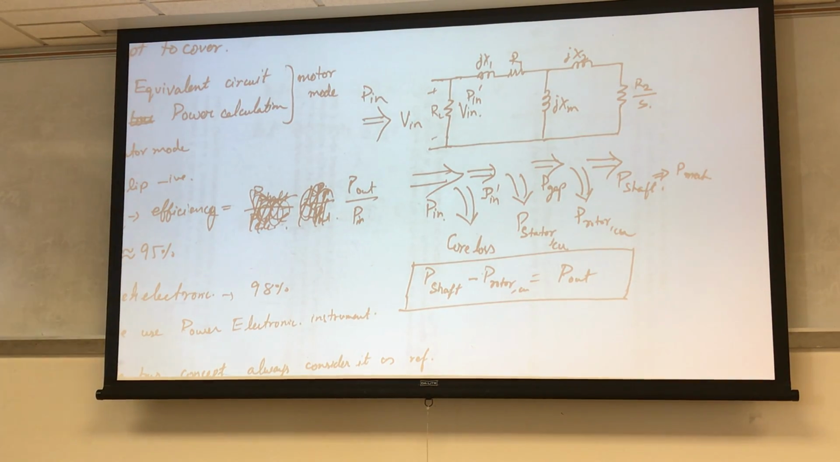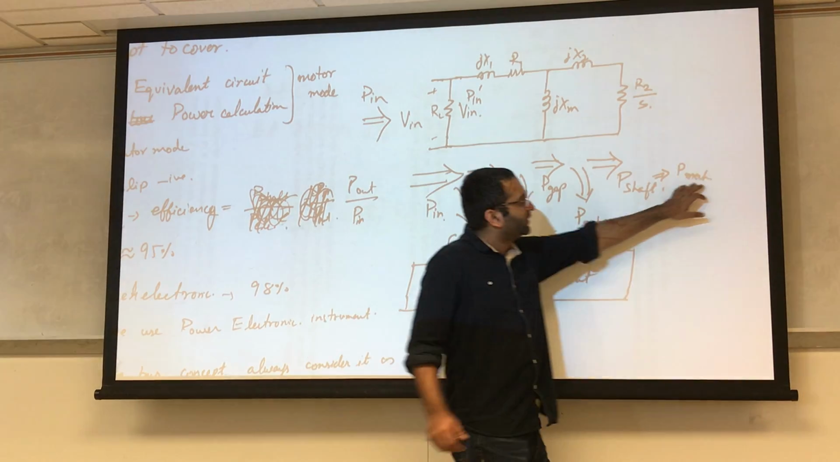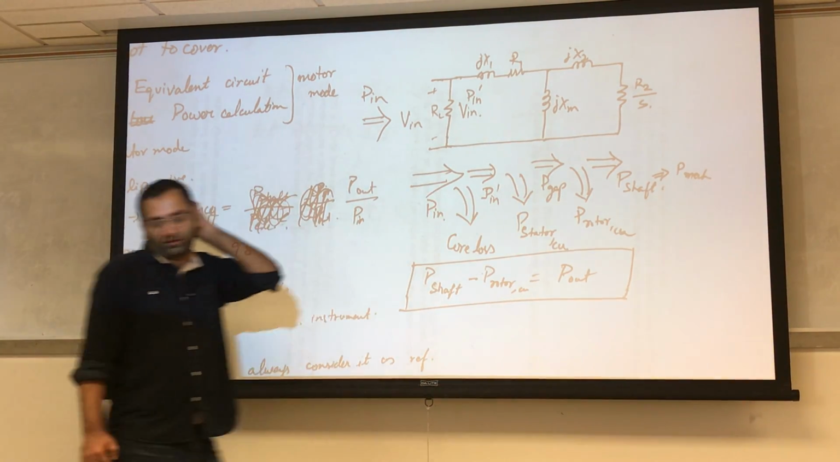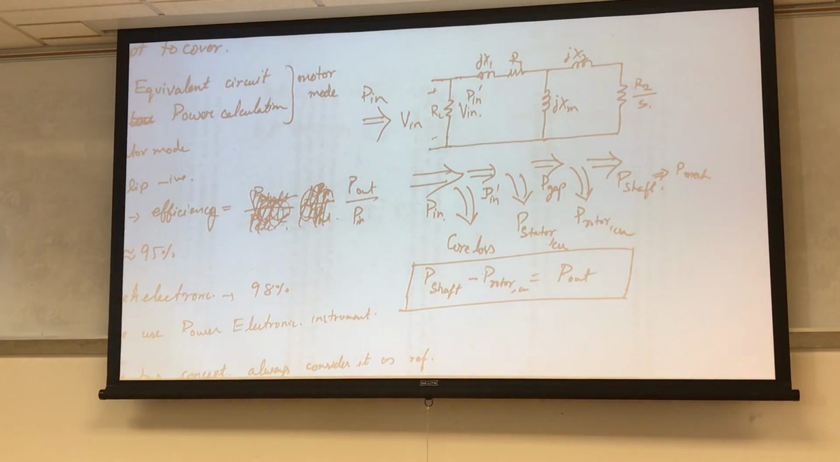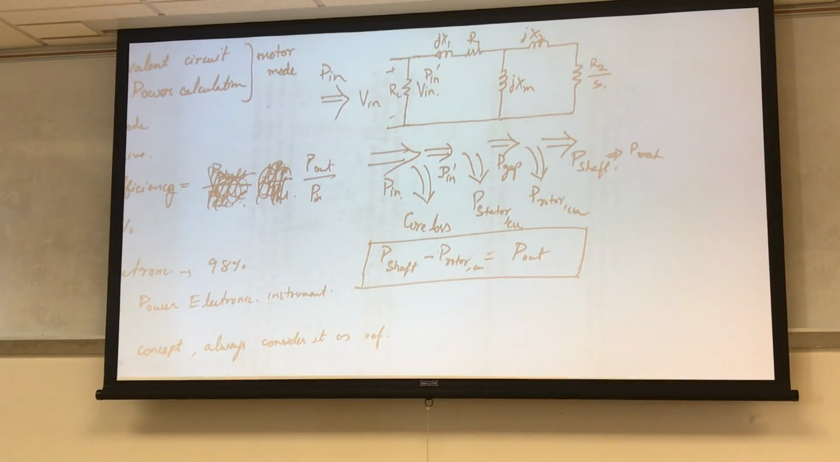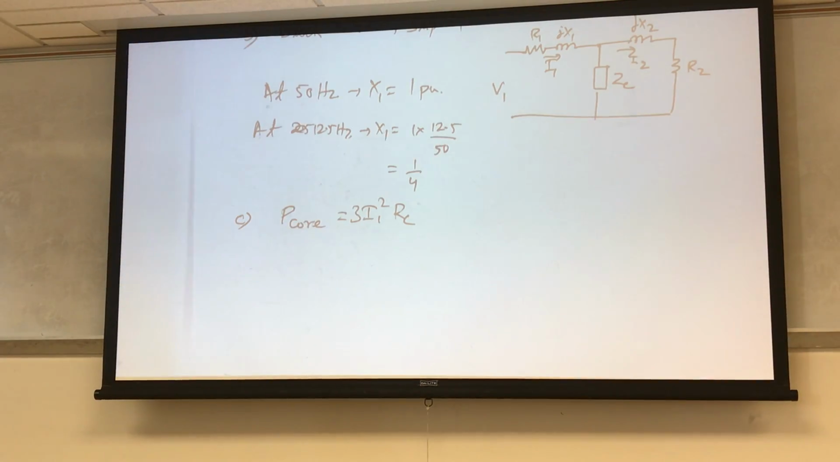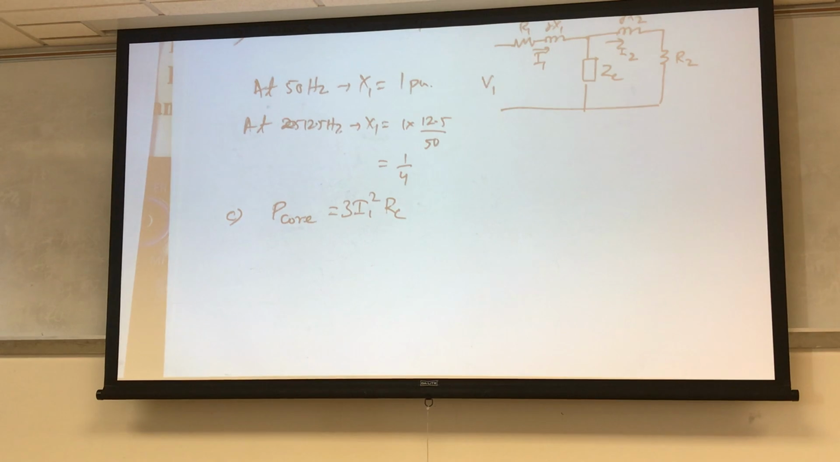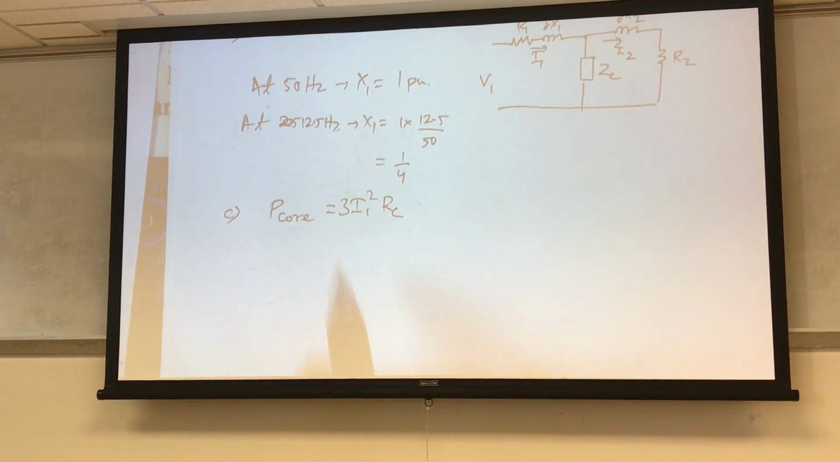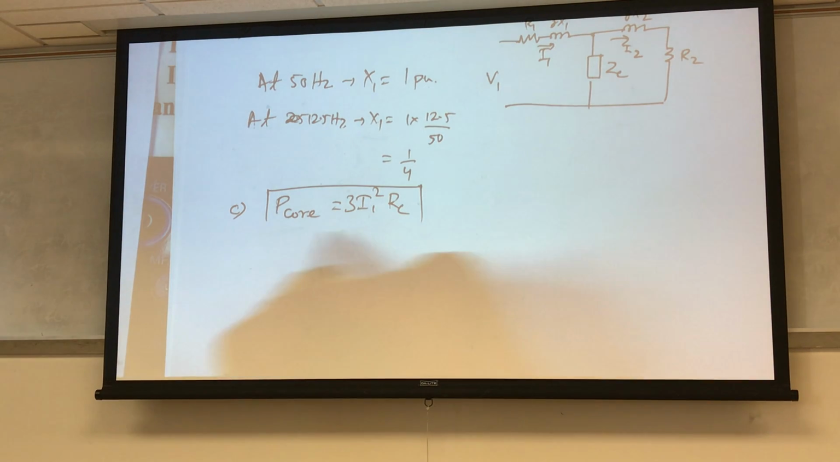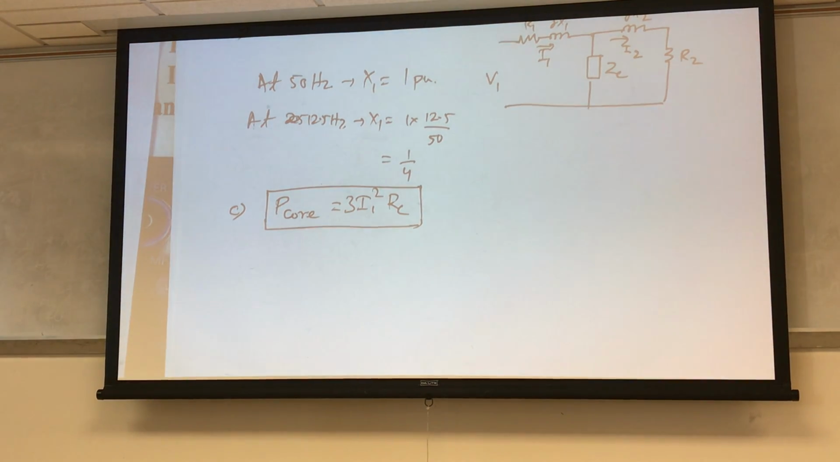And you can consider the shaft power and the mechanical power as the same. It's the same thing. Okay, let's go to the next one. So once you find the P core, then from this formula you can easily find the RC. So how do you find the P core?